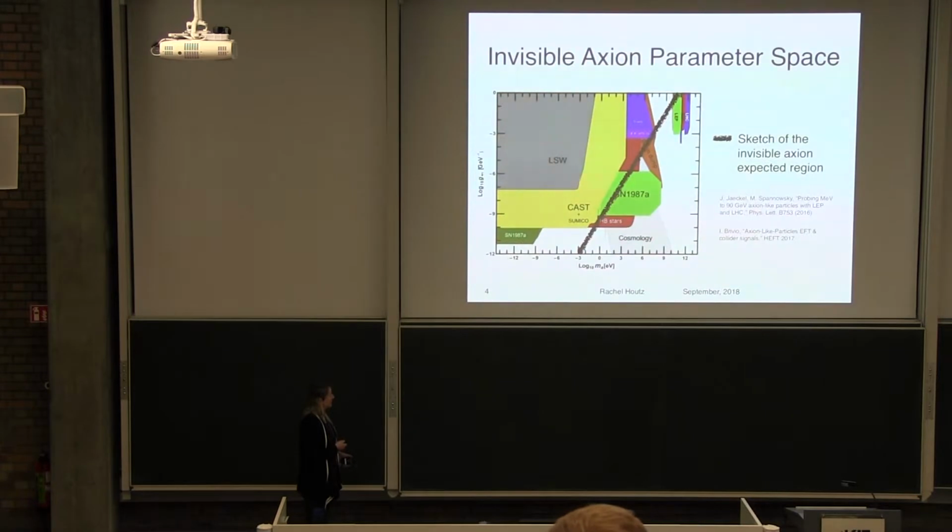I'm going to show this plot again where we go to higher masses. Here you can see the collider constraints on the invisible axion region. So if you could go this way, maybe you could see an axion at a collider.